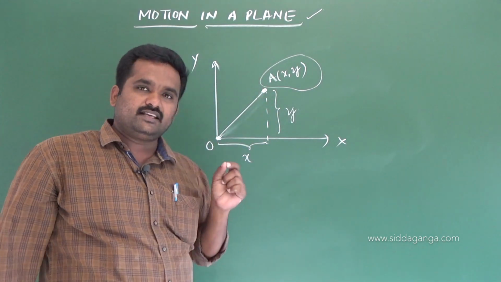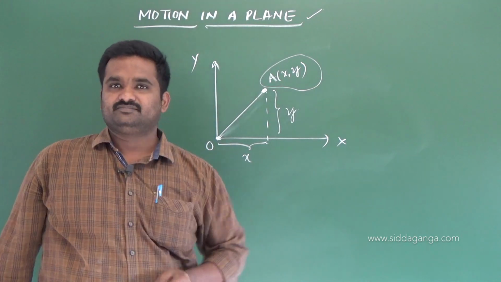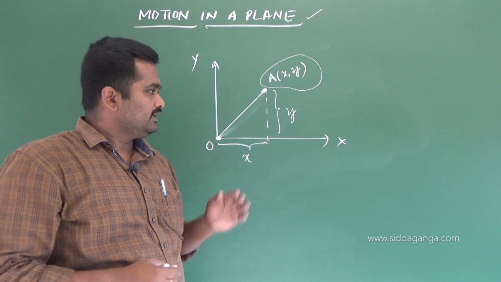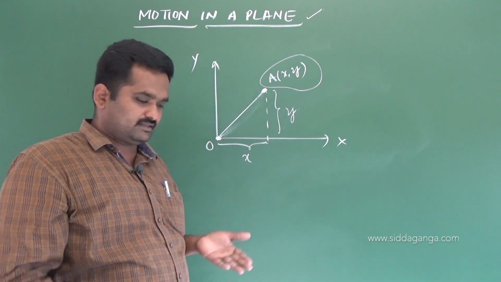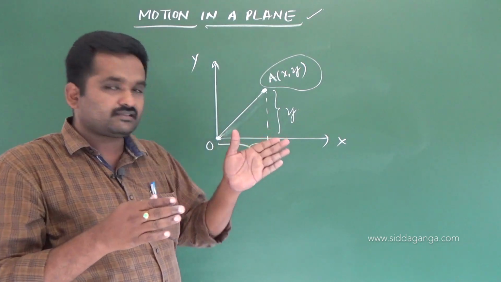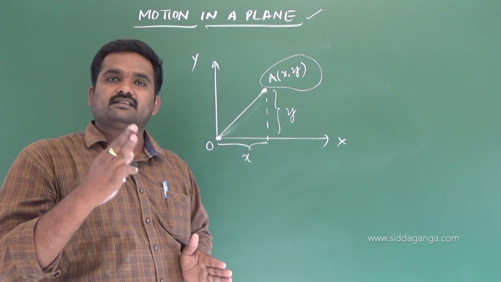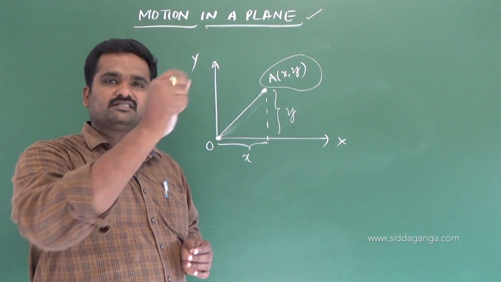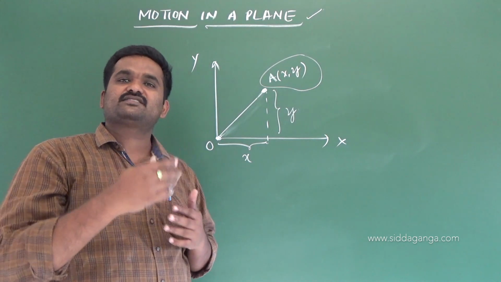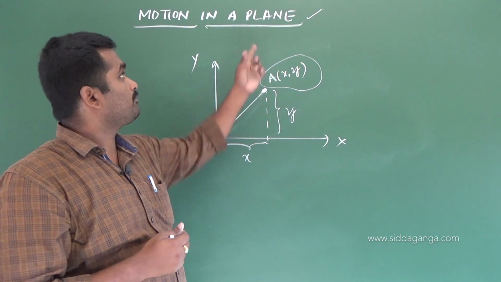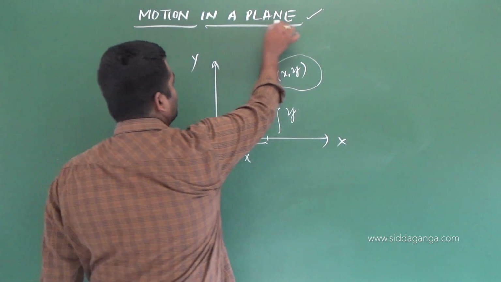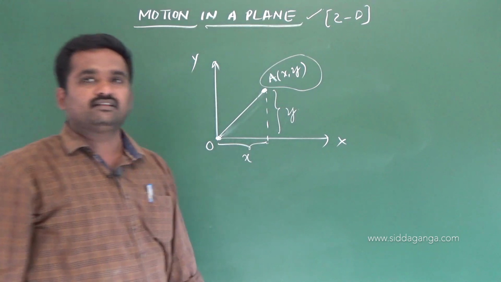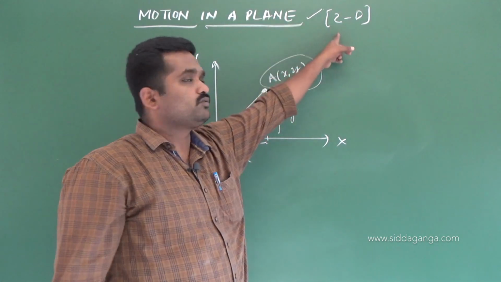Take a mosquito flying from one corner of the room to in front of you. It has traveled some x distance, some y distance, and even some z distance. Three coordinates are required in order to represent the motion of the mosquito from the corner of the room to the center of the room. So that is 3-dimensional motion. This is 2-dimensional motion. A plane is confined to two dimensions. Remember, this is 2D. Motion in a plane is 2-dimensional.